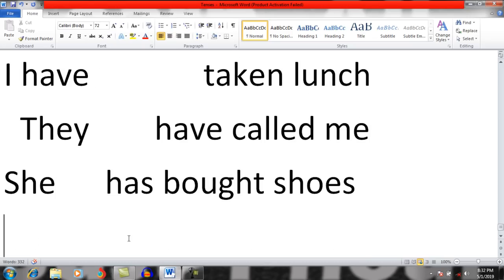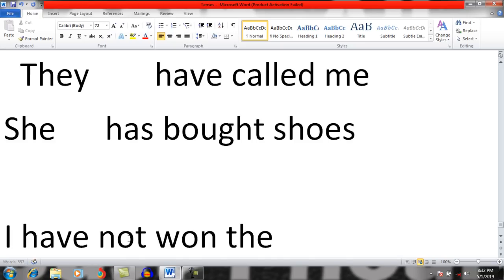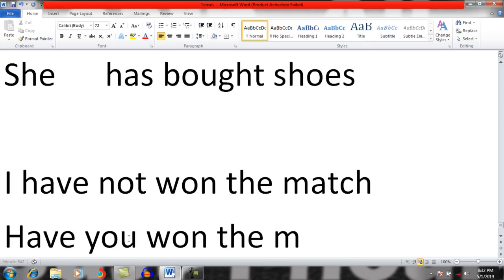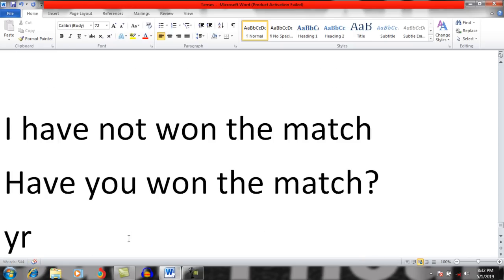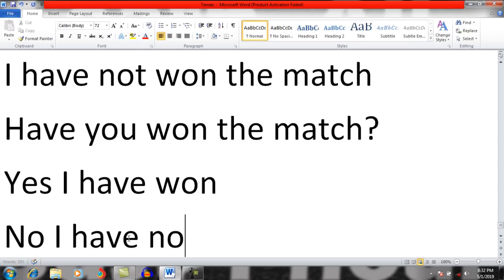Whenever we want to make it negative, we only put not after the helping verb. Like this: I have not won the match. Whenever we want to make an interrogative, like this: have you won the match? You put a question mark. There will be two possible answers. Positive: yes, I have won. Negative: no, I have not won.